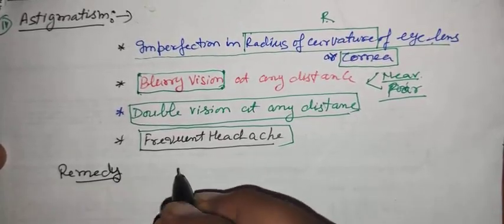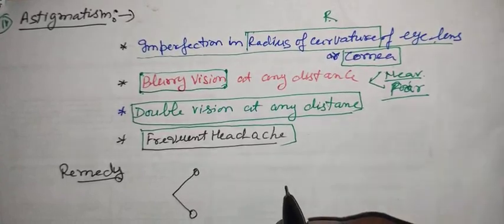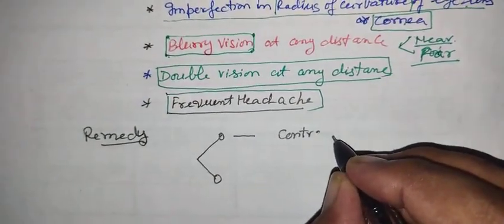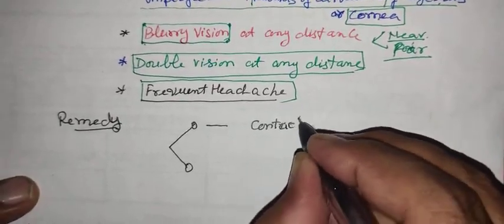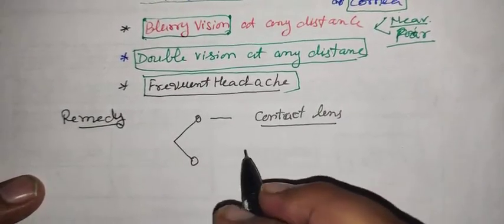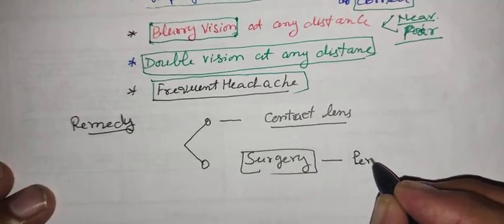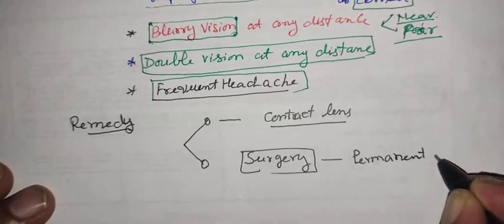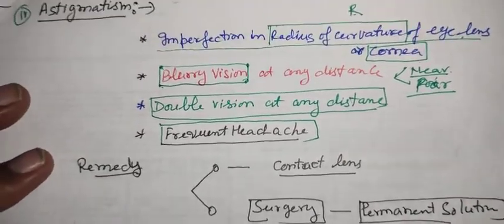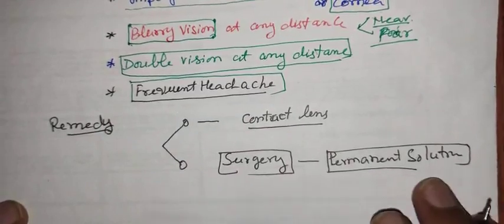What is the remedy for this type of problem in the human eye? Two remedies are suggested here. The first is to use contact lens. Or if a person has a severe problem, he will go for surgery. Surgery is the permanent solution. If one wants a permanent solution from blurry vision and double vision, a problem called astigmatism, then he or she may go for surgery.